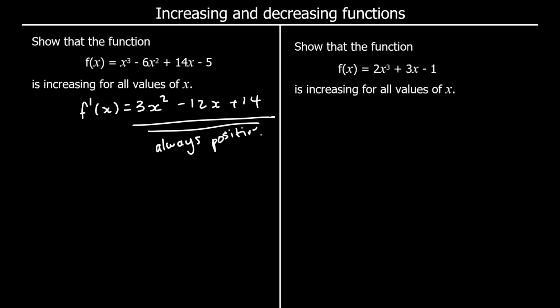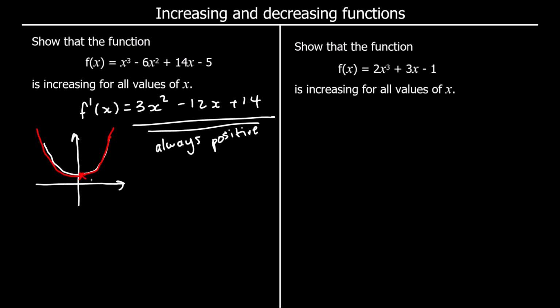How can we show it's always positive? So we can complete the square and find the minimum point. That would be one method. And the minimum point will be positive. So it's a positive quadratic, and it's going to have a minimum point above the x-axis. It must always be above the x-axis. Otherwise, it would be negative.